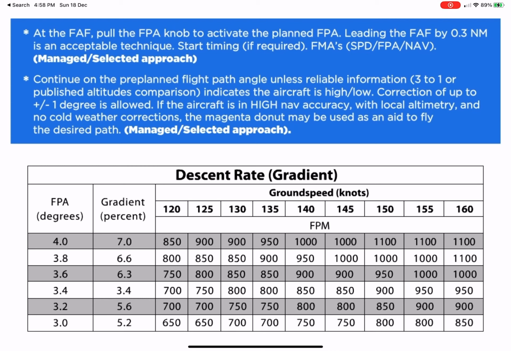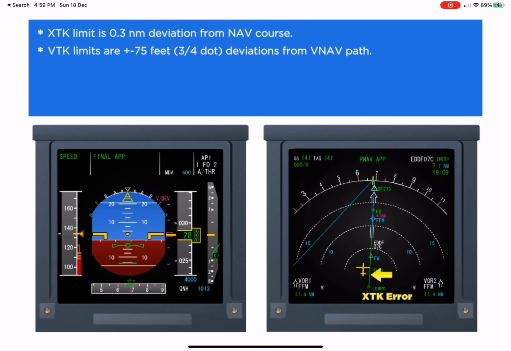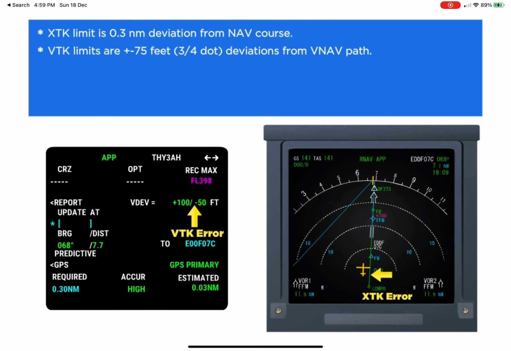aircraft is high or low. Correction of up to plus or minus 1 degree is allowed. If the aircraft is in high nav accuracy, with local altimetry, and no cold weather corrections, the magenta donut may be used as an aid to the desired path. Limitations on RNP approach. Cross-track deviation limit is 0.3 nautical miles deviation from nav course. VTK limits are plus-minus 75 feet, 3/4 deviations from V-nav path.